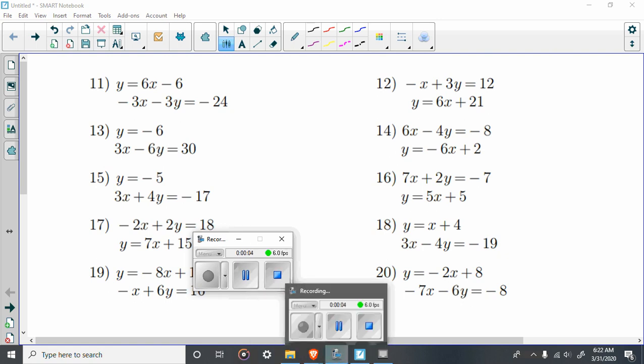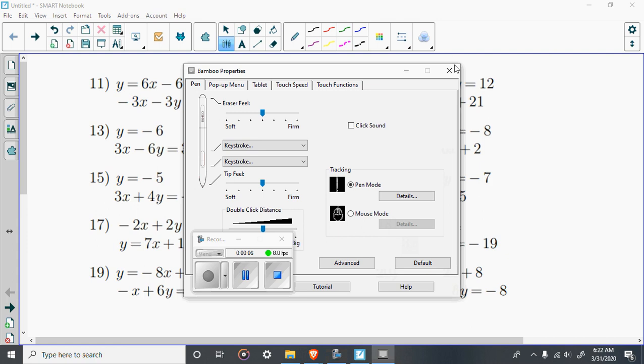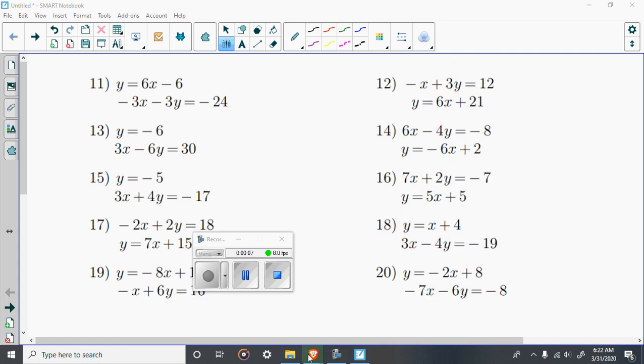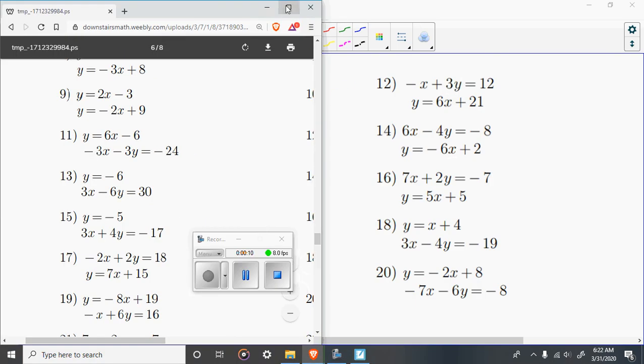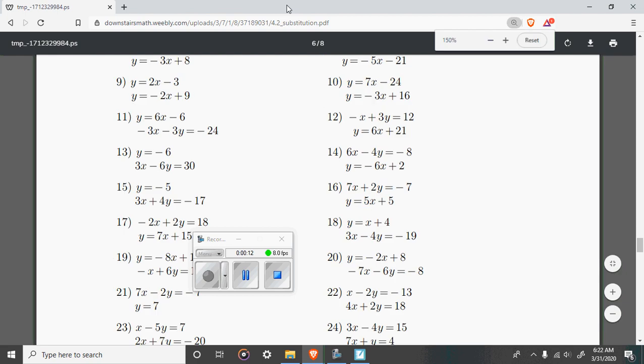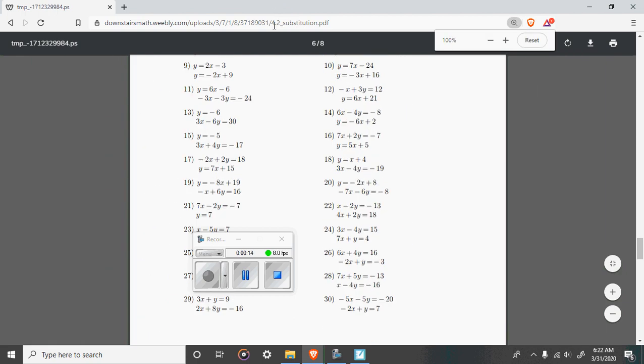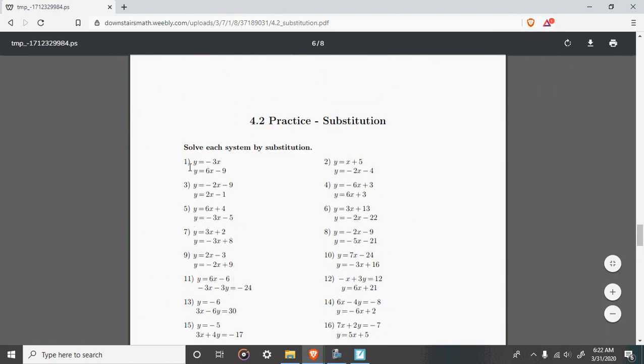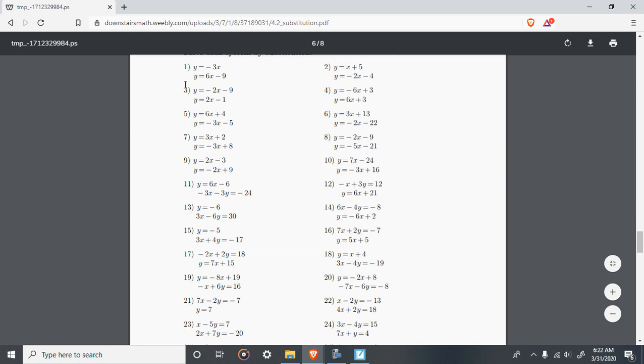I want to continue our discussion today on systems of equations by elimination. So we're still working on the same sheet. We're just going to work on the next type of scenario. So yesterday what we talked about was kind of these first 10 here where everything was in slope-intercept form.